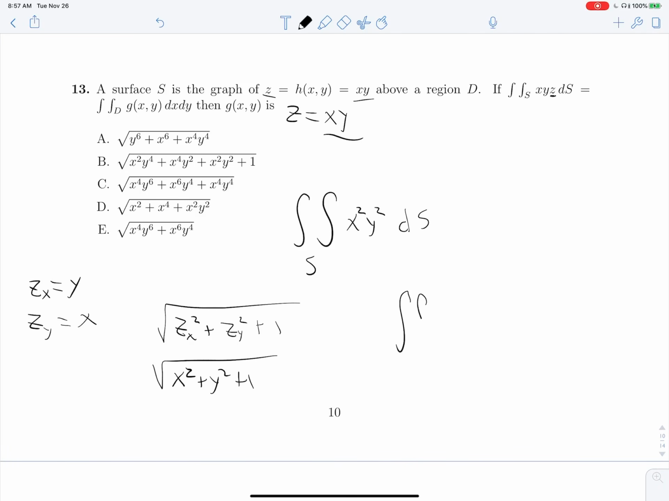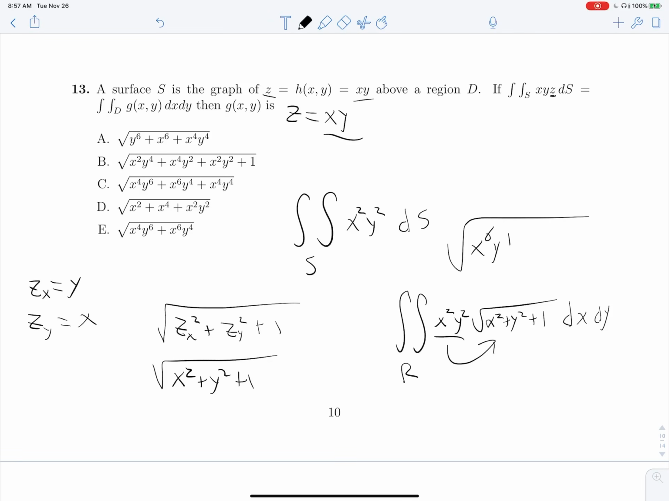So now we have the double integral over R of x squared y squared times the square root of x squared plus y squared plus 1 dx dy. And we see that if we take this thing and stick it in here, we will have the square root of x to the 6th y to the 4th plus x to the 4th y to the 6th plus x to the 4th y to the 4th. And that is answer choice C.